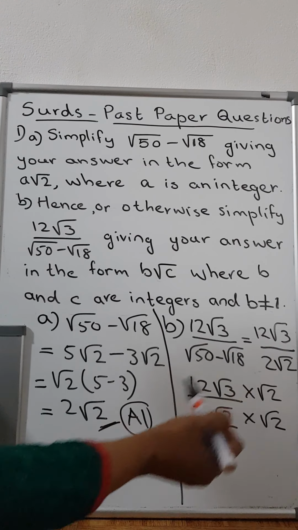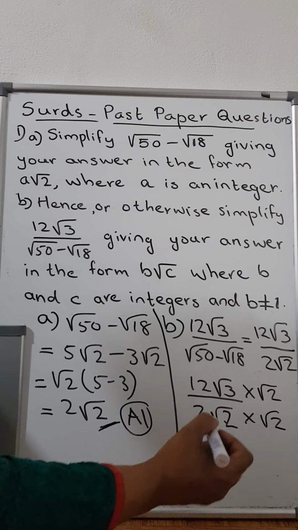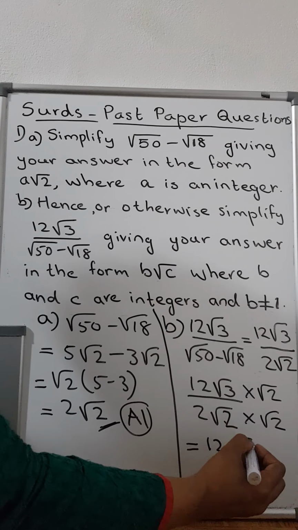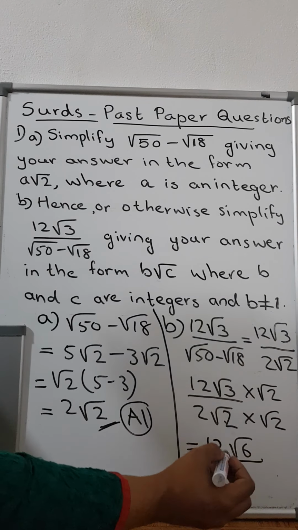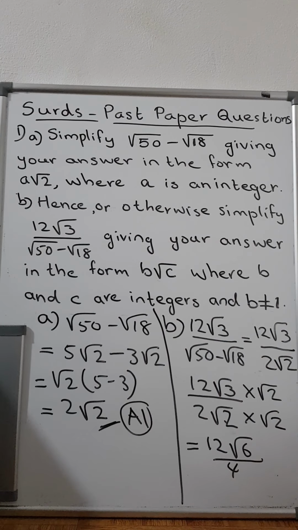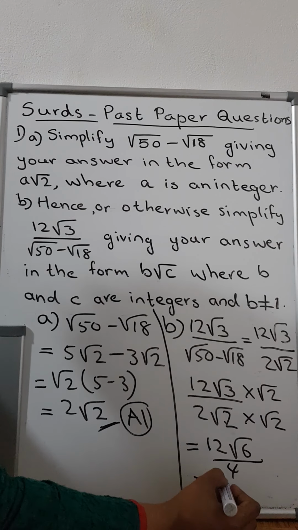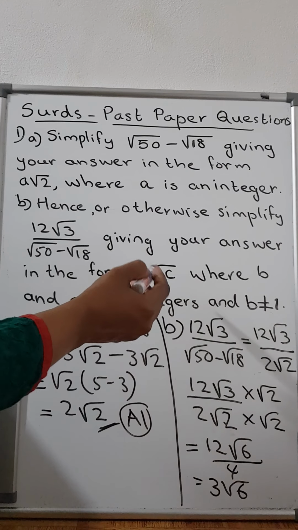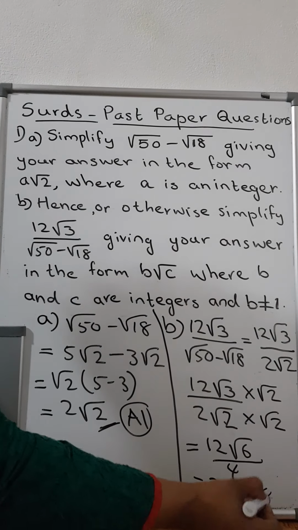12 root 3 times root 2. We know root 3 times root 2 is root of 3 times 2, that is root 6. So 12 root 6 divided by 2 root 2 times root 2, which is 2 times 2, that is 4. Now you see 12 and 4 can be cancelled out. We will get 3 root 6. See, it is in the form b root c, where b is equal to 3 and c is equal to 6. 3 and 6 are integers. So we have simplified it.